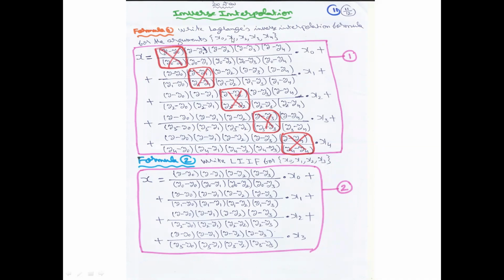Observe the cursor movement: x0, x1, x2, x3, x4, in general x5, x6, and so on. These are the set of arguments x0, x1, x2, x3, x4. Respective entries f of x0, f of x1, f of x2, f of x3, f of x4, and so on. So y is equal to f of x. When x is equal to x0, y0 equals f of x0, f of x1, that is y1, y2, y3, y4.